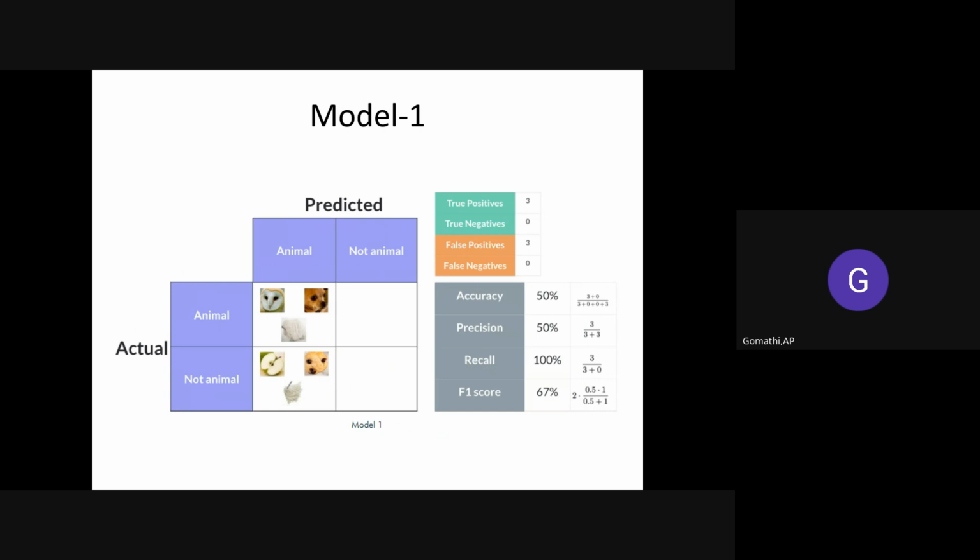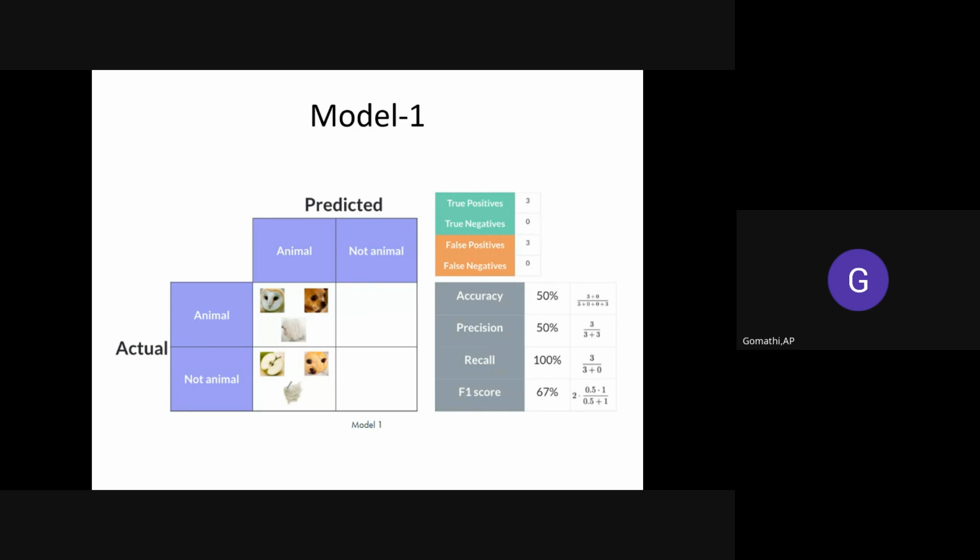Consider model 1. From that confusion matrix, we can calculate performance metrics: accuracy, precision, recall, then F1 score. Here, the true positive value is 3 and the false positive value is 3. So the accuracy is 50%, and the precision is also 50%. The recall value is 100%. The value of F1 score is 67%.